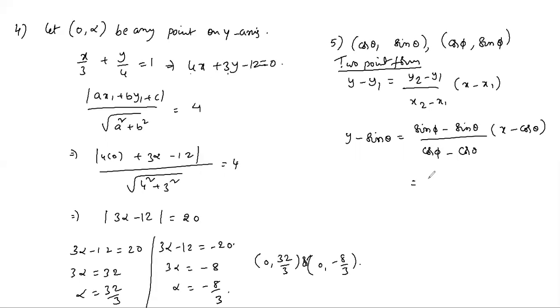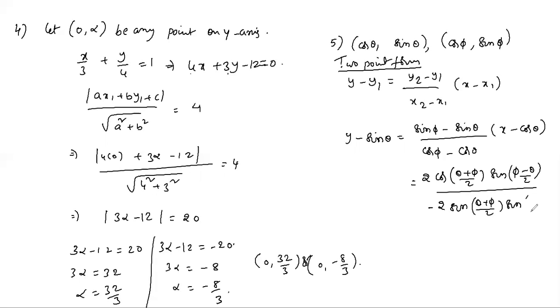Sin C minus sin D transformations: 2 cos C plus D by 2 sin C minus D by 2. Then cos C minus cos D is minus 2 sin C plus D by 2 sin C minus D by 2. Into x minus cos theta. The 2 will cancel, and sin phi minus theta by 2 will cancel.